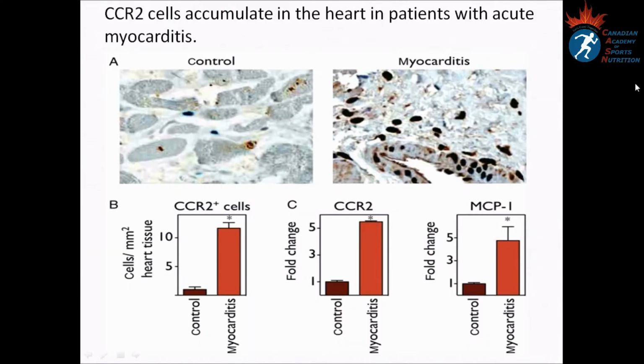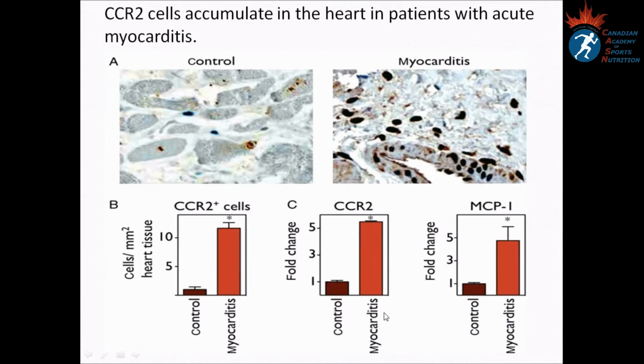This slide is from a published article that shows CCR2 cells accumulate in the heart in patients with acute myocarditis. In section A, you can see the stained samples from both the control group and people with myocarditis. Those brownish black dots are CCR2 cells. As you can see, in people with myocarditis, we have many CCR2 cells in the heart. Section B shows the number of CCR2 cells per square millimeter of heart tissue. And again, you can see that the number of CCR2 cells in people with myocarditis is very high. And section C is the result of PCR analysis in heart biopsies from both groups. And again, you can see that the number of CCR2 cells is very high in people with myocarditis.